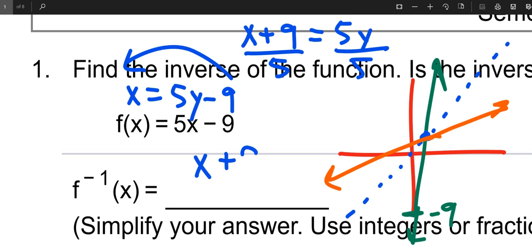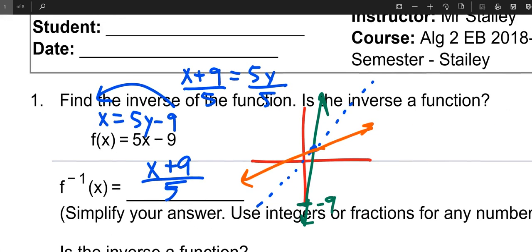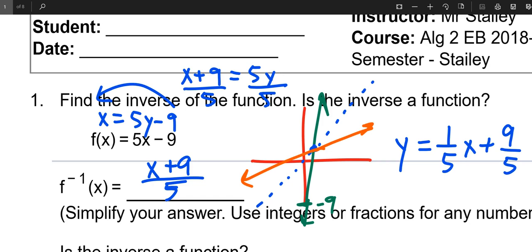Is this a good answer? Besides the fact that my 5 and my 9 look horrible. That is a good answer. Is this the same answer? Is that the same answer? It is exactly the same answer. It has a y-intercept of 9 over 5, which is 1.8, just a little bit lower than 2, and it's got a slope of 1/5. That's the orange line that we drew.